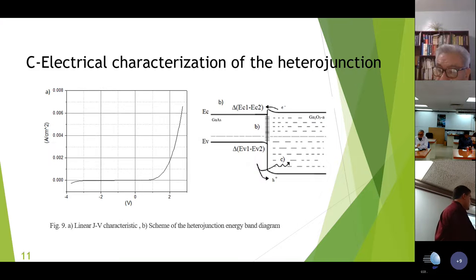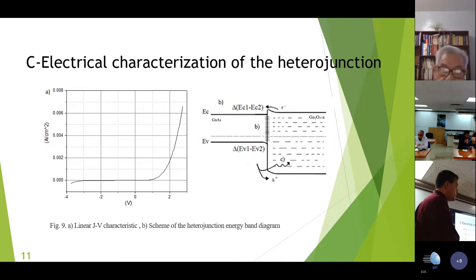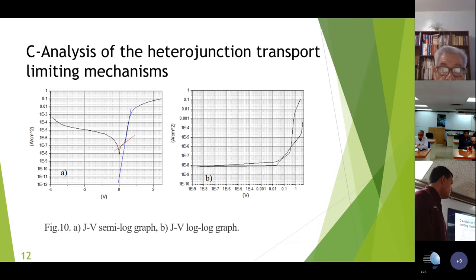We have a wedge of 0.7 electron volts for the conduction band and one of 3.1 electron volts for the valence band. These wedges are important because they might affect the behavior of the heterojunction. We also plotted in semi-log scale and logarithmic scale.